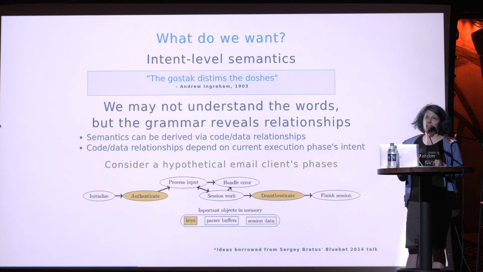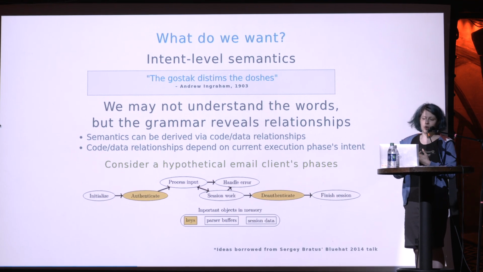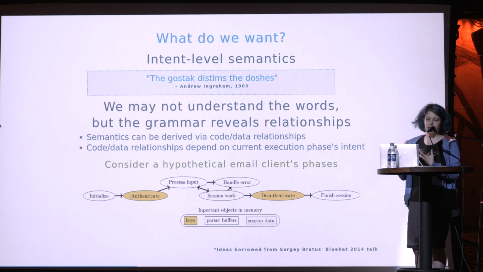So what do we want? Intent-level semantics. Again, this is borrowed from Sergey, the "Gostektistinsky doshes." We don't really know what those words are. We know the, but there is a grammar between them that reveals relationships. So even though we might not know exactly the layout of code, modules, functions, etc., what every single one does, it's easier to understand the relationships between them. And semantics can be derived from relationships. And intent can be derived from these relationships. And we can start using that to create policy.